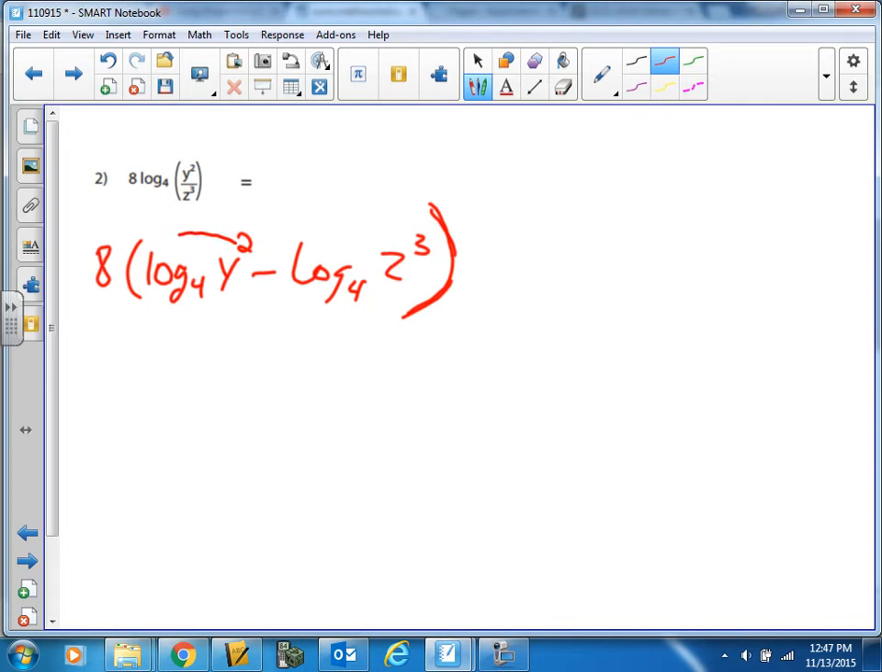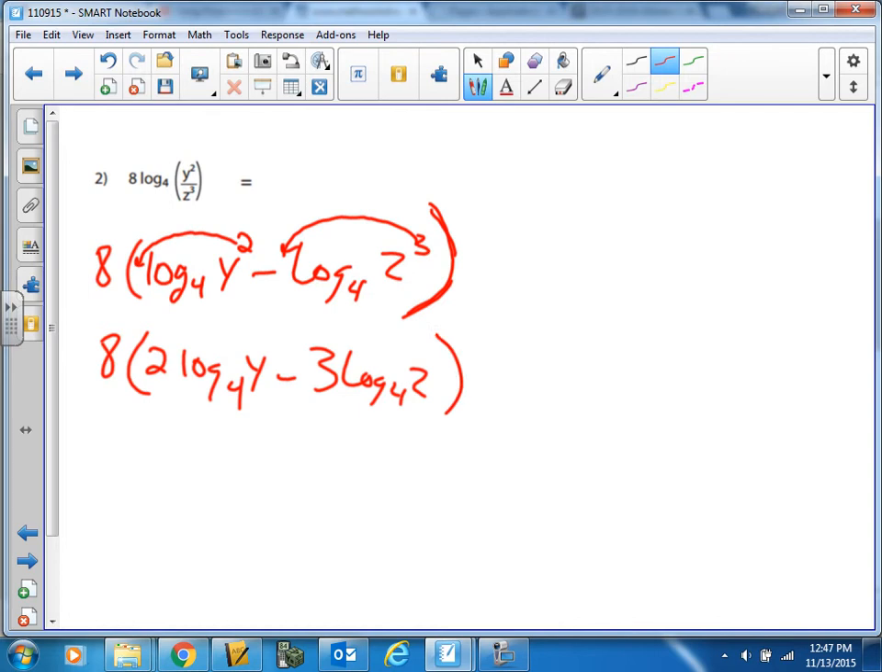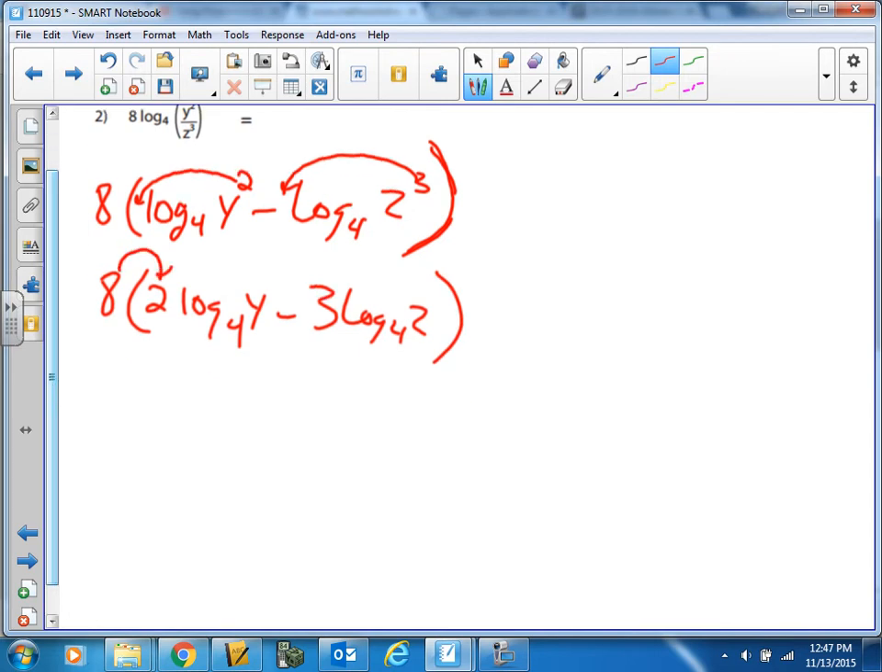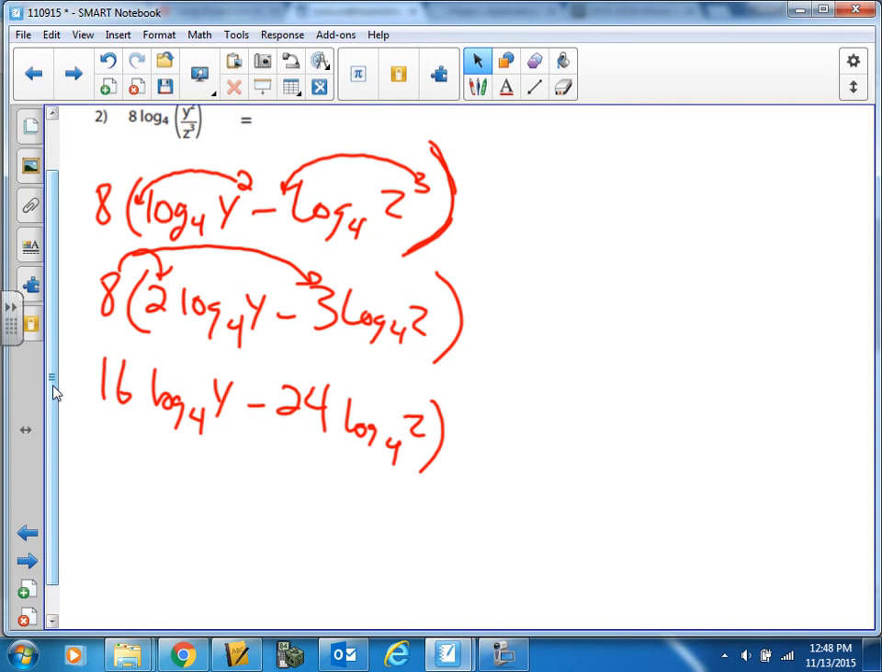And remember, we have our power to power rule. If you have an exponent, you can drop that down in front. So we're going to have 8 times 2 log base 4 of y minus 3 log base 4 of z. And if I multiply this 8 or distribute it, it's going to be 16 log base 4 of y minus 24 log base 4 of z. Don't need the parentheses. I don't know why I did that.